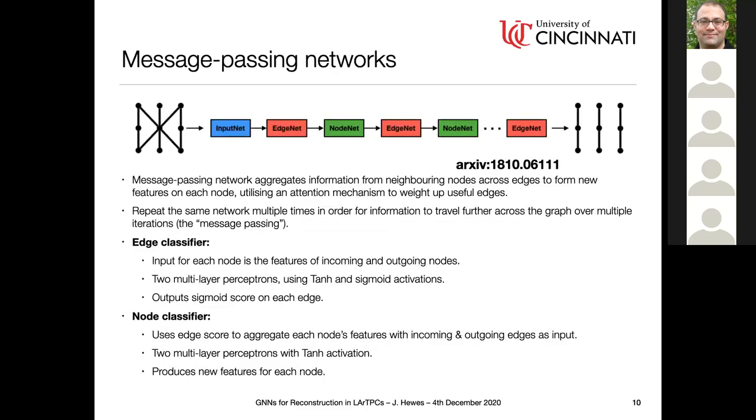The way we did this was with a message passing network. So this is the same network that was developed for the Heptrix applications I showed a couple of slides ago. Effectively, the way that this works is you alternate between a network that operates on the graph edges and a network that operates on the graph nodes, and you bounce back and forth between the two of them. With every iteration of this network, you do what's called message passing, right? As you iterate over subsequent iterations of this model, you're allowing information to travel further and further.